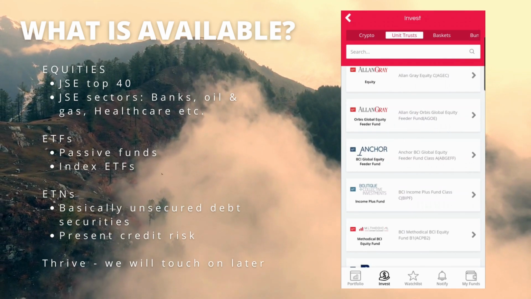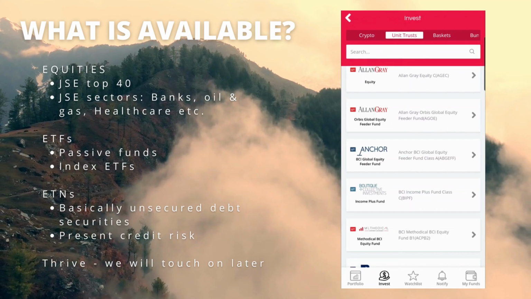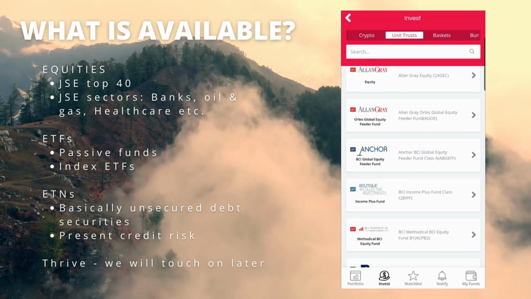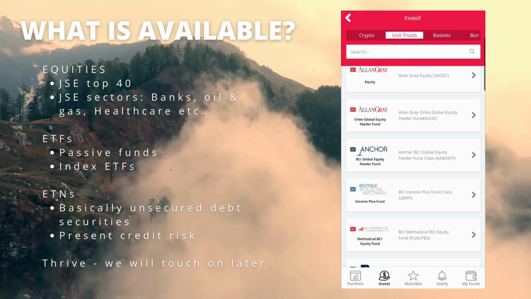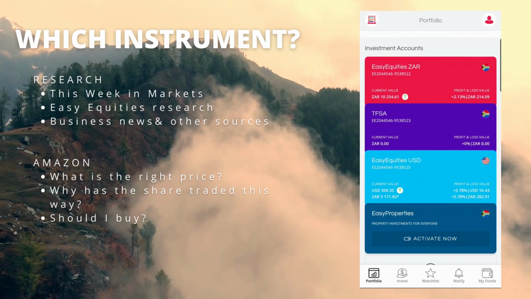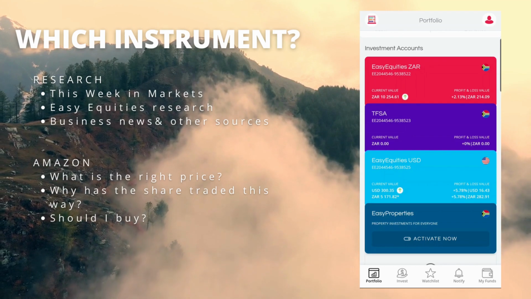Investment managers follow different investment strategies and they do not just track an index. Hence, they will charge a higher fee on unit trusts compared to what you'll pay on ETFs. Now that we know what is available, how do we decide which instrument to buy?